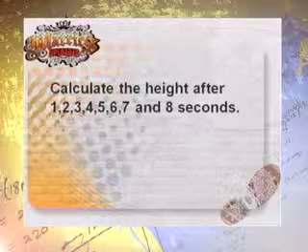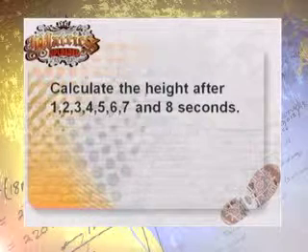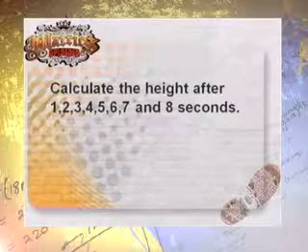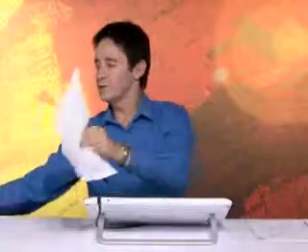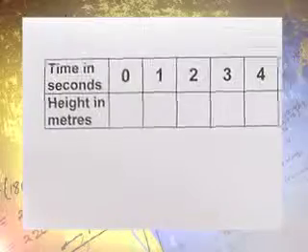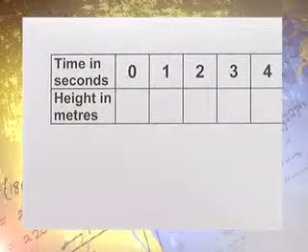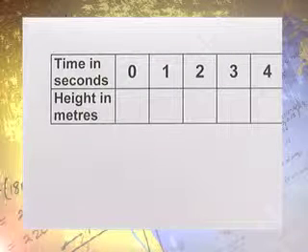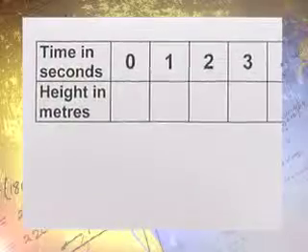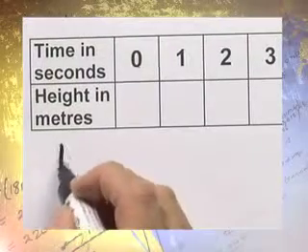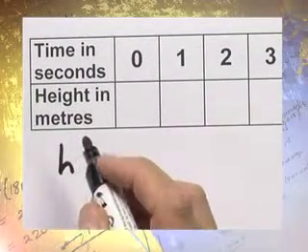So let's do some mathematics with this thing. It says calculate the height after 1, 2, 3, 4, 5, 6, 7, and possibly 8 seconds. We want to see how high this thing's going. Now, the way we can do it is pretty easy. I'm going to go to a sheet of paper here. We've got time in seconds, and we're going to work with this particular formula. Now how does it go? If we have a look here, we know that the formula for h is going to be this.